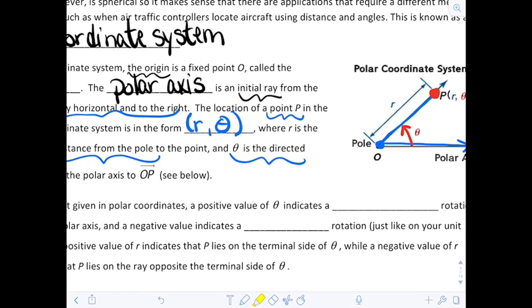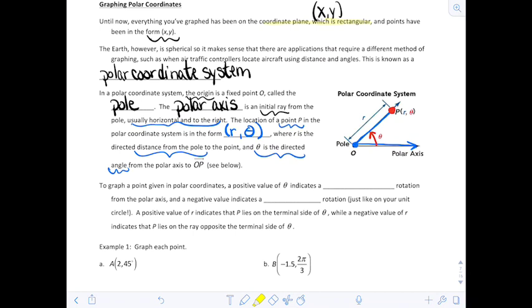Okay, so let's talk about how we graph these. To graph a point given in polar coordinates, a positive value of theta, just like always, is going to indicate a counterclockwise rotation from the polar axis, and a negative value is going to indicate a clockwise rotation. This is what we've looked at before. This should be totally familiar.